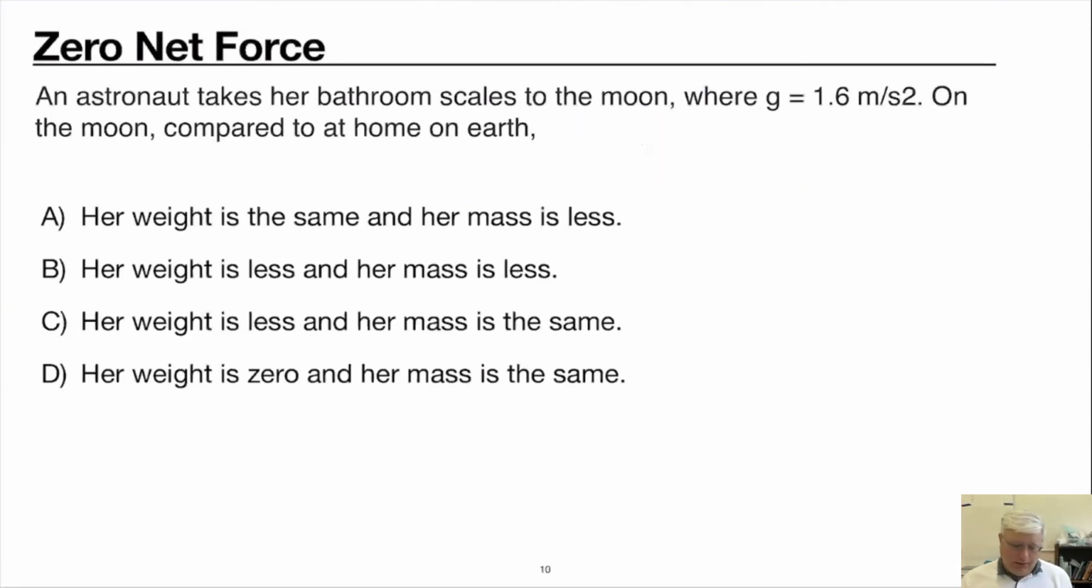So to think about the difference between mass and weight, we can consider this question about an astronaut taking her bathroom scale to the moon, where gravity is 1.6 meters per second squared, whereas on Earth it's 9.8. So it's 1/6 of what it is on Earth. So on the moon compared to at home on Earth, how does her weight and mass compare? We're going to look at those options for a moment.